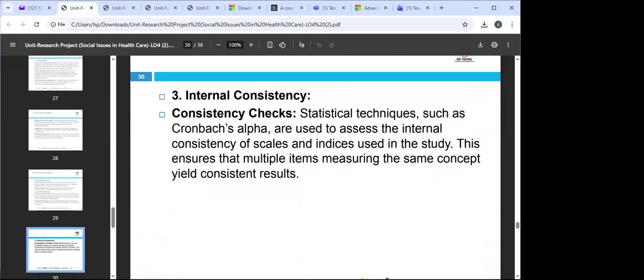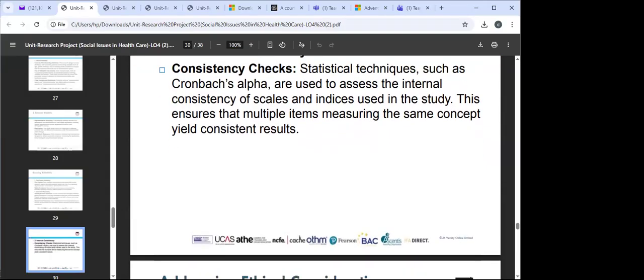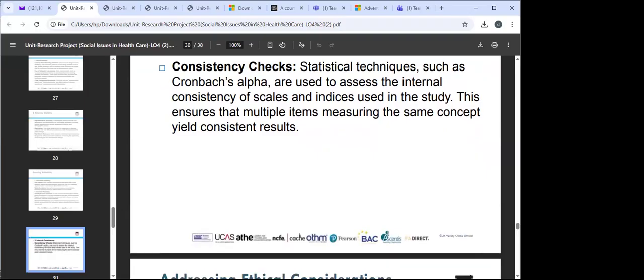Statistical techniques such as the Cronbach alpha are used to assess the internal consistency of scales and indices used in the study. This ensures that multiple items measuring the same concept yield consistent results, okay?